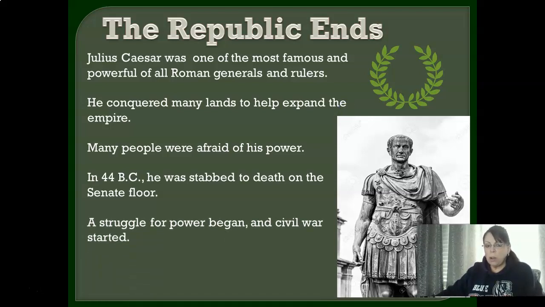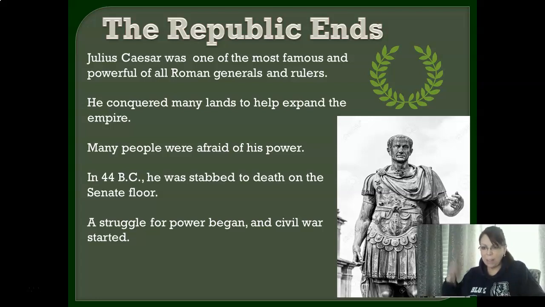And so this struggle for war begins because now Rome has no leader. So a civil war starts in the country where they're trying to figure out who is going to take over power between the patricians and the plebeians and all of the generals and the military. Everybody's fighting to find out who is going to become the new leader.